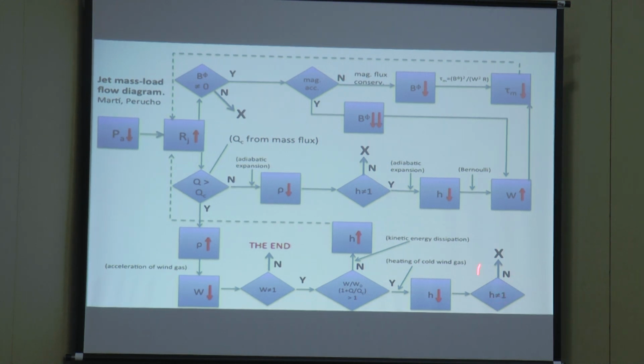If it's different from 1, this is the end of this branch. You cannot ask more questions here, but you can go to another branch and keep asking questions about the magnetic flux conservation and what the magnetic acceleration can do for you.